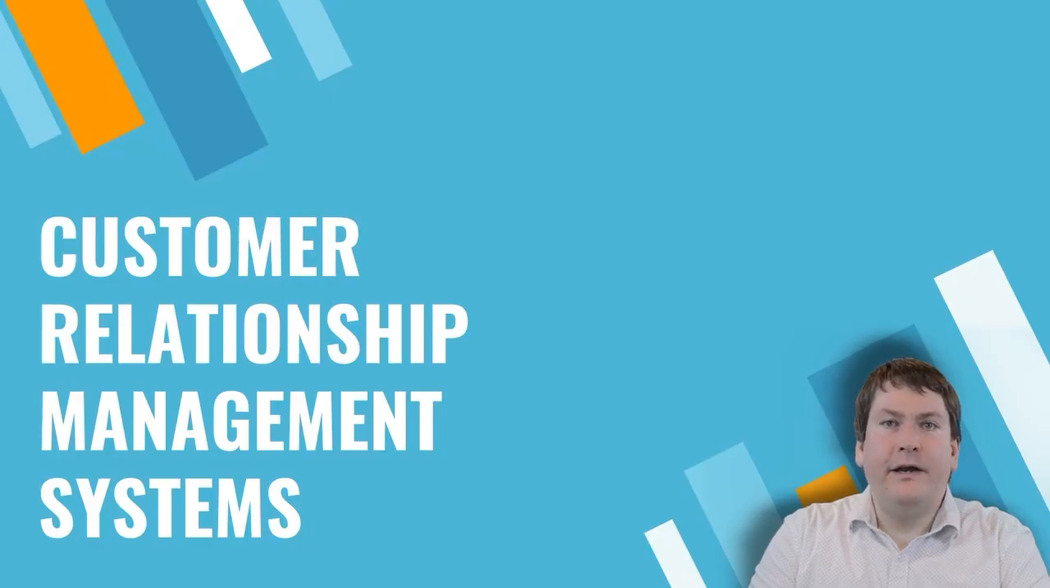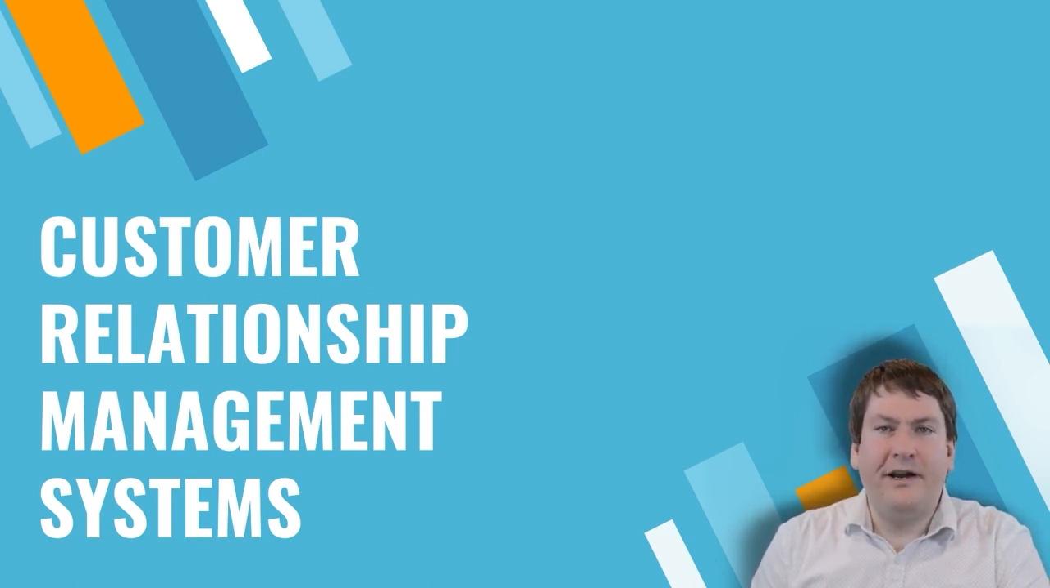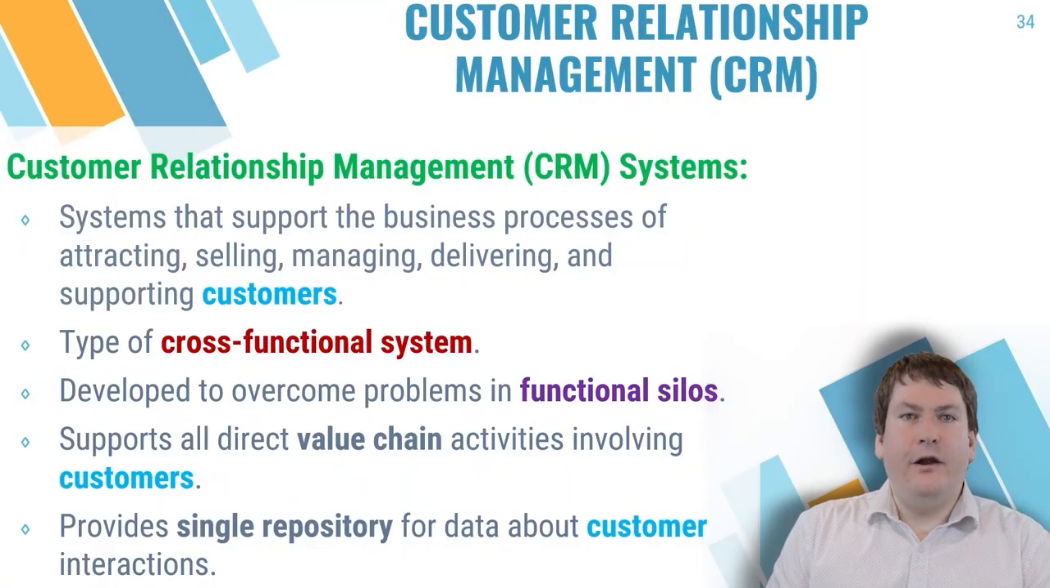We're now going to move on and take a look at some specialized cross-functional systems that don't go quite as far as ERP systems in integrating everything. These systems aim to be cross-functional and departmental, but are targeted at specific business needs. First, we'll be investigating our Customer Relationship Management Systems, or CRMs for short. CRMs are systems that support the business processes of attracting, selling, managing, delivering, and supporting customers.